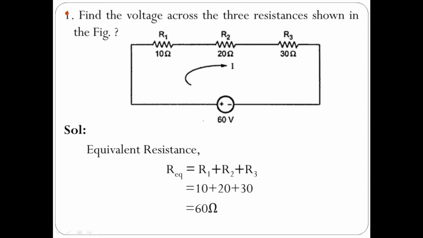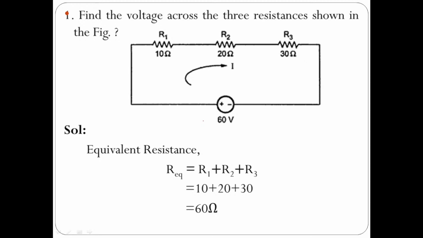Okay, let us solve some numerical problems. Find the voltage across 3 resistors shown in the figure. If you are able to solve it, you can give me the answer in the chat box. You people, just try to solve it. When you look at the diagram, if you have understood the concept, you can do it very quickly.